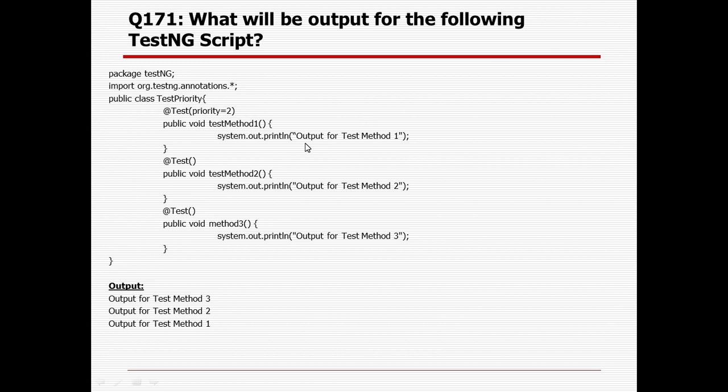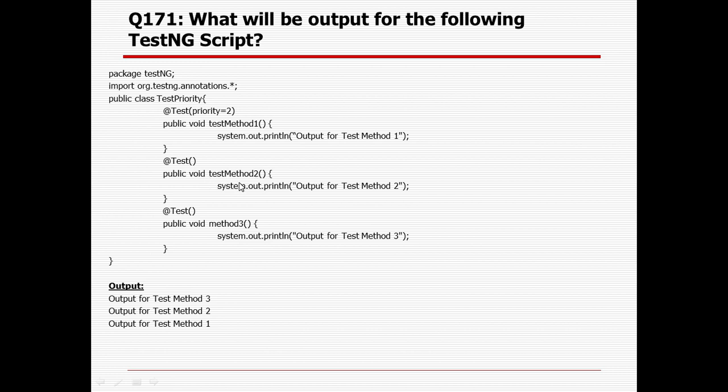What will be output for the following TestNG script? Here I am creating three different methods. For one method I am giving priority, and for the other two I am not giving any priority. As I already told, in case we are not giving any priority, it will be set to the default priority 0. So for the two methods, the default priority 0 will be set, so it is the same priority.